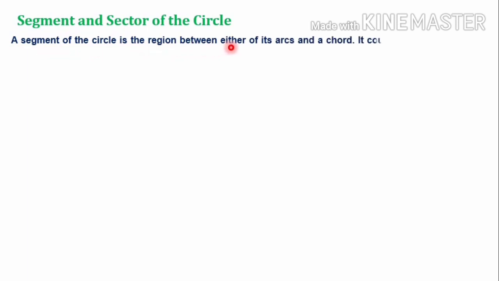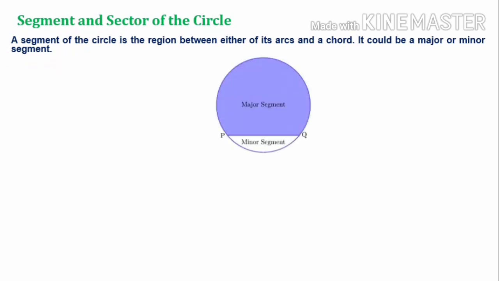Segment and sector of the circle. First one is the segment, another one is the sector. Segment of the circle is the region between either of its arcs and a chord. It could be a major or minor segment. When we visualize it, a segment of the circle is the region between either of its arcs and a chord.